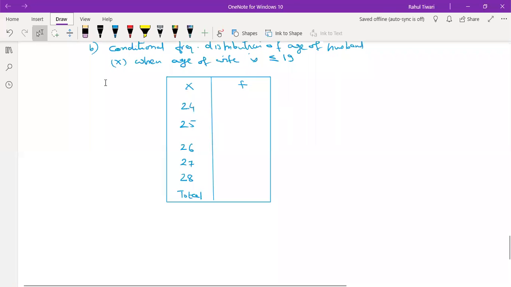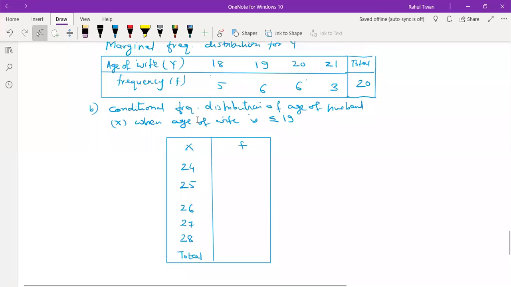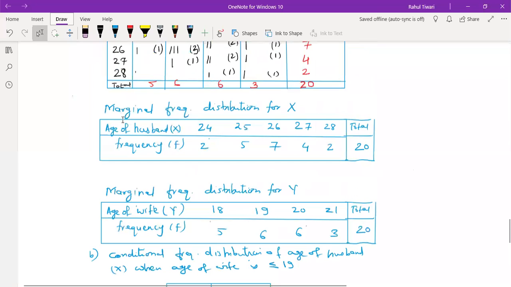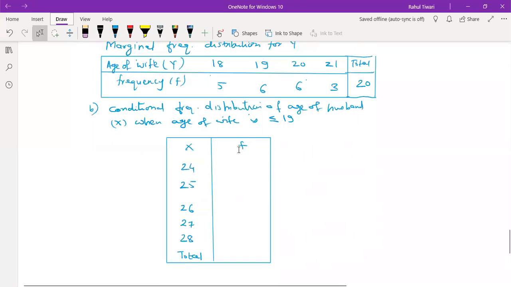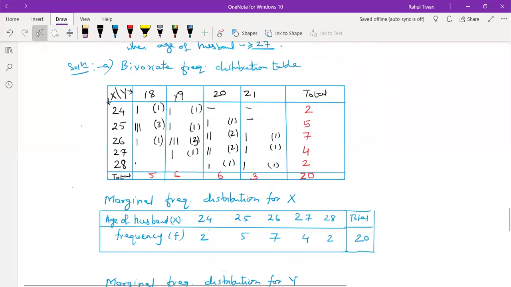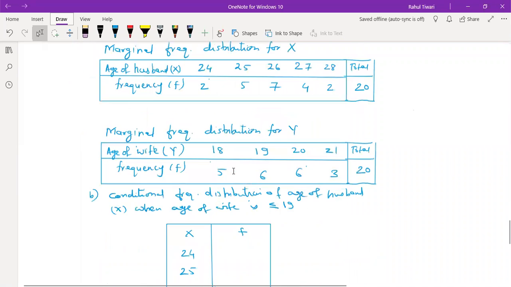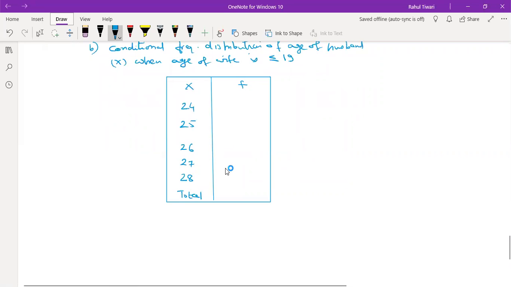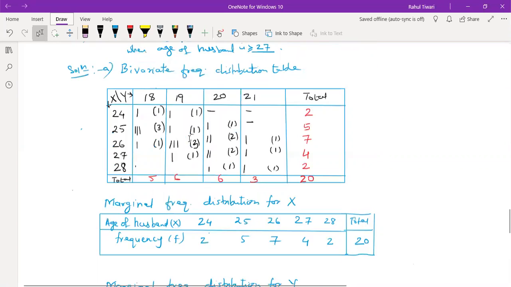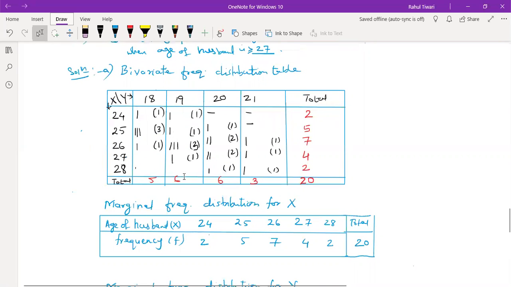Okay, so I have written the conditional frequency distribution of age of husband. The age of husband is x. Now, what values is x taking here? 24, 25, till 28. So I have written this like this. And now I'm interested in the case where the age of wife is less than equal to 19. तो कैसे निकालोगे less than equal to 19? ये 19 हो गया. Less than equal to 19 मतलब add these frequencies. So it is going to be 1 plus 1, which is 2. Less than 19 we require. So 3 plus 1.